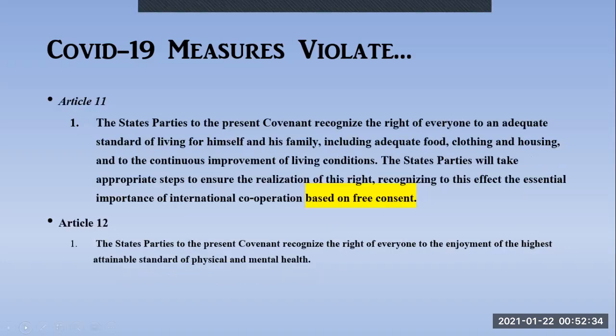Article 11 states that state parties to the present covenant recognize the right of everyone to an adequate standard of living for himself and his family, including adequate food, clothing, and housing, and to the continuous improvement of living conditions. The states parties will take appropriate steps to ensure the realization of this right, recognizing to this effect the essential importance of international cooperation. Here's the key: based on free consent. So everyone has the right to an adequate standard of living.